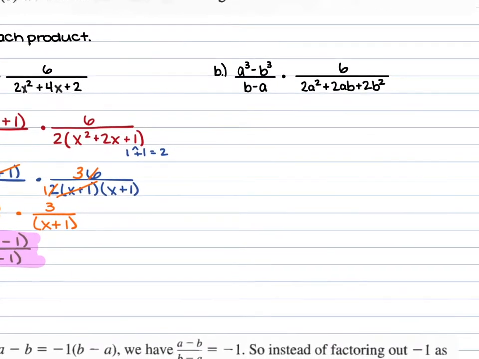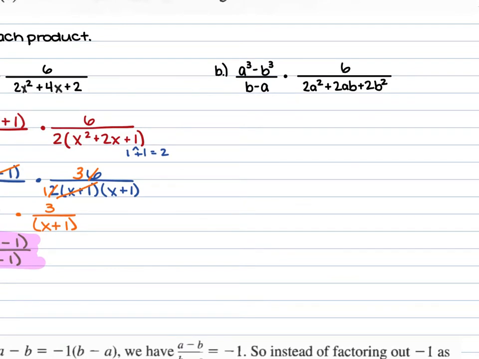For example B, we're given a cubed minus b cubed over b minus a times 6 over 2a squared plus 2ab plus 2b squared. I'm going to do a couple things with this. First thing that I realize is the denominator of the first fraction is opposite order as the numerator. So I'm going to rearrange that and factor out a negative from there. So it's going to be negative a plus b to make it to where I know that I can factor out a negative and it becomes the same as another set of parentheses I'm going to have. So I'm going to just rewrite this using that method first.